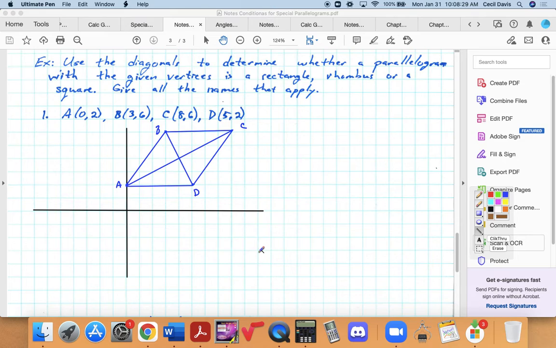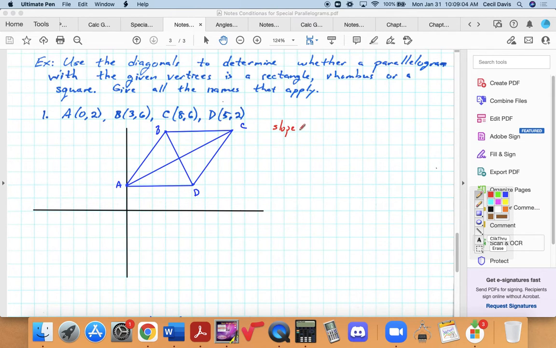All right, if you had to guess just based on the drawing, what would you guess? Looks like it's a rhombus. So let's start and show that it is a rhombus, and then we'll show that it's not a rectangle. And it says use the diagonals. The diagonals are AC and BD, so I need to be talking about AC and BD the entire problem. So, to determine whether it's a rhombus or not, a rhombus has perpendicular diagonals. So let's find the slopes of these two.